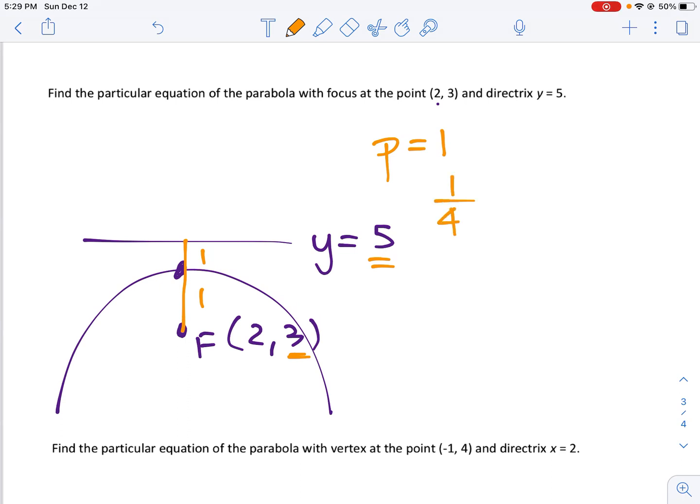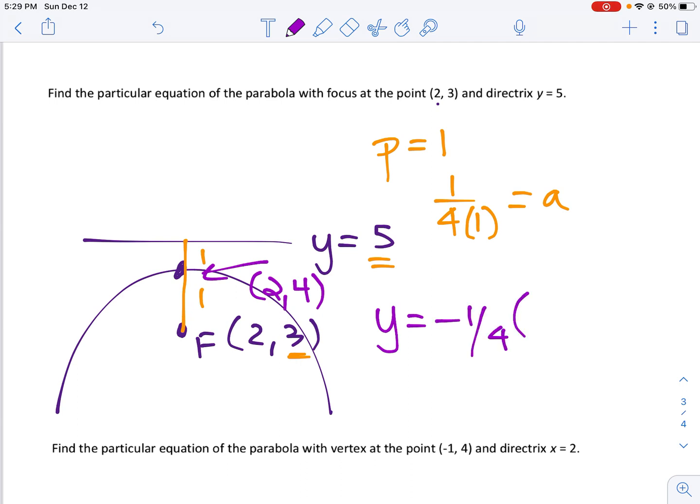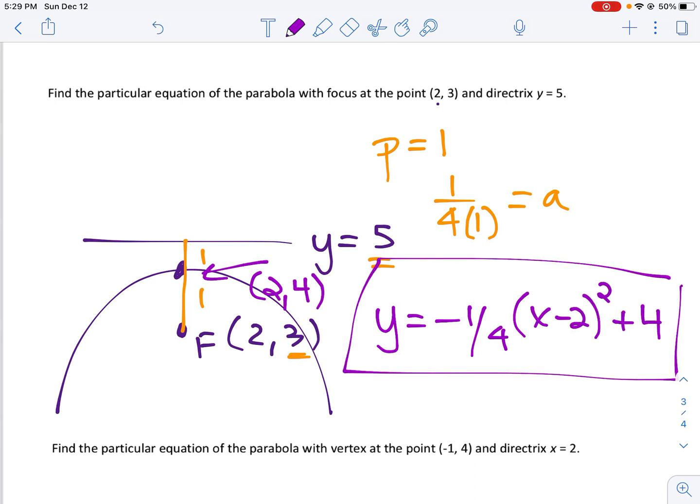So 1 over 4 times 1 is equal to A. I need to find my vertex, so I can just add 1 to that y coordinate. So my vertex is at 2, 4. So y equals negative, because I'm facing down, 1/4 x minus 2 squared plus 4. There we go.